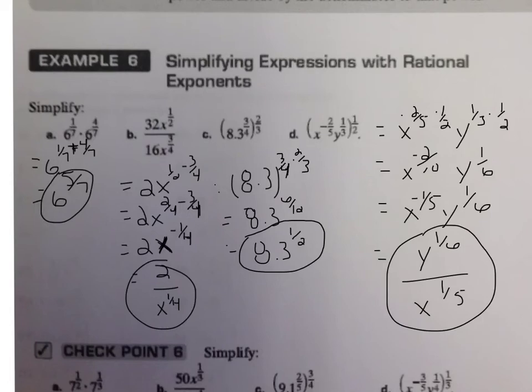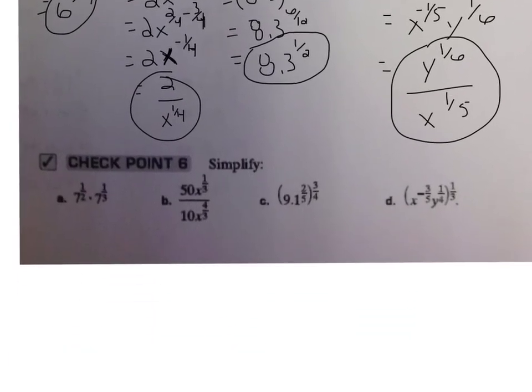Pause here, try your checkpoints. When you come back, I'll give you the answers. So we've got checkpoint 6. Simplify: for A, you get 7 to the 1/6. B, you get 5 over x. C, you get 9.1 to the 3/10. And D, you get y to the 1/12 over x to the 1/5.